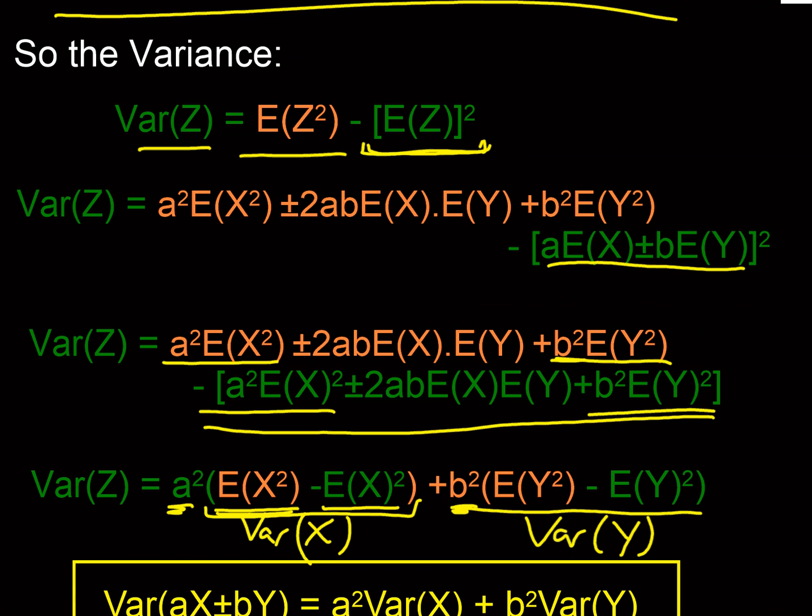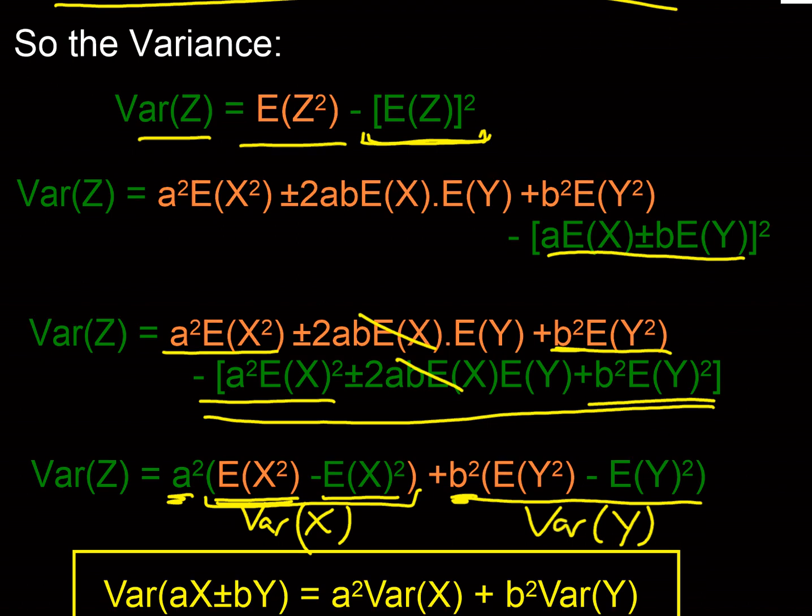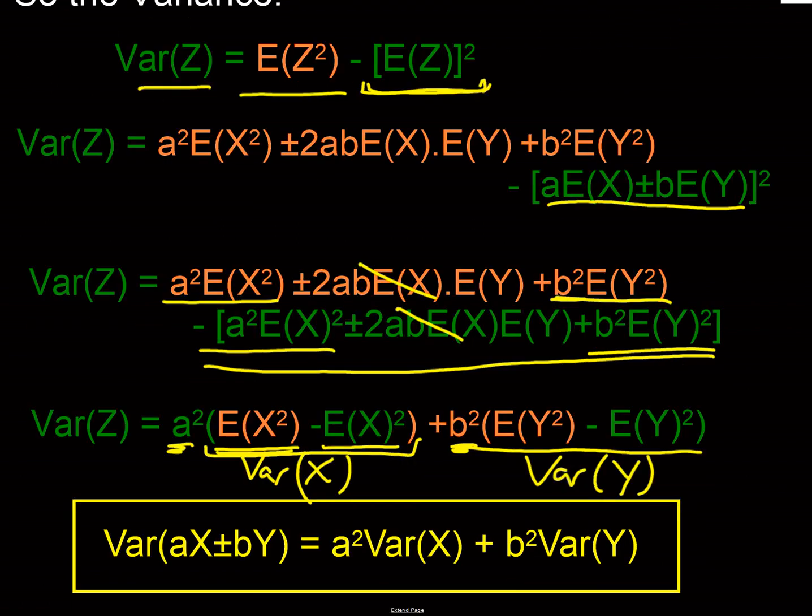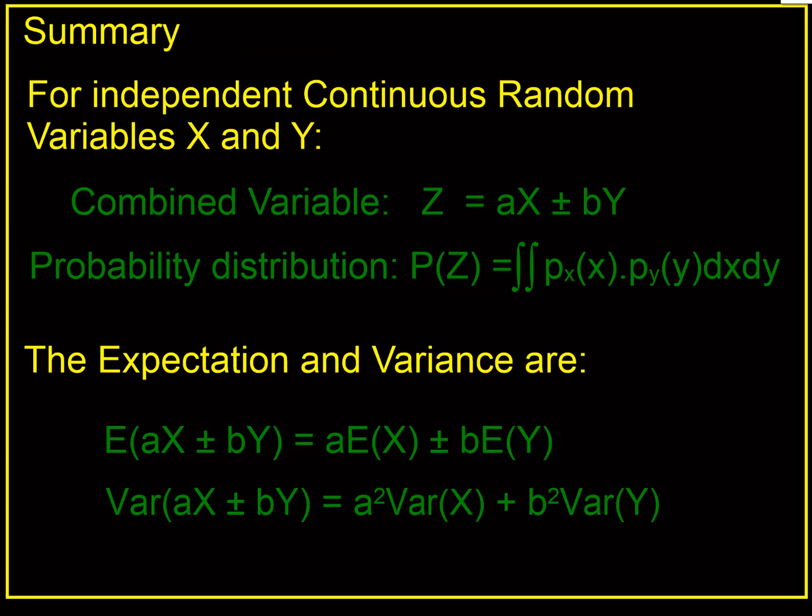Now, what happens to these terms in the middle? We can see that actually we're subtracting one from the other, and they're exactly the same. Therefore, they're going to cancel out. So we don't get that term in the middle, and therefore, as a result, we've got to our conclusion that the variance of ax plus by is going to be equal to a squared times the variance of x plus b squared times the variance of y. So there we have it.